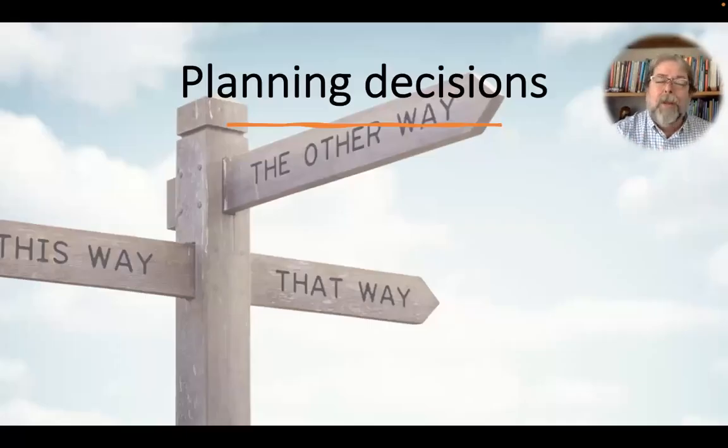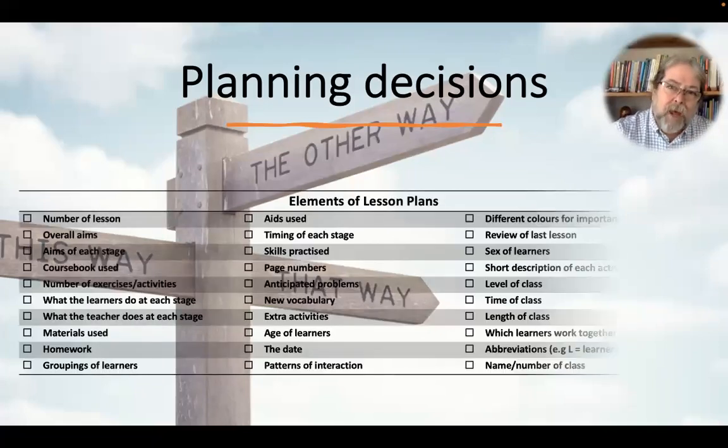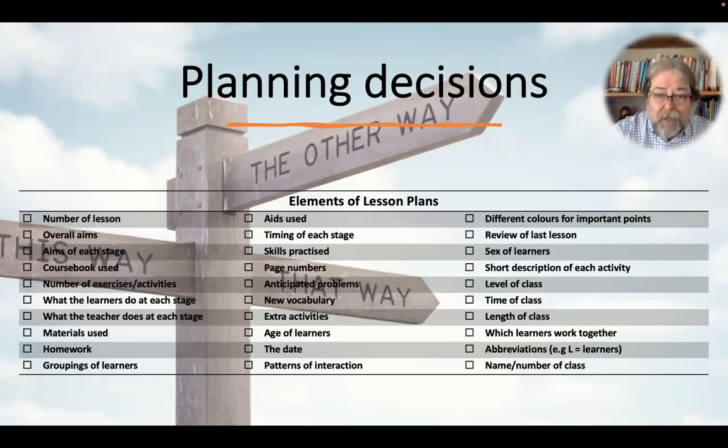So, what planning decisions do we make? What goes into a lesson plan? That is a complex question. Because as the sign there says, this way, that way, the other way, there are many ways of putting together a lesson plan. We're going to use one particular template that we're going to discuss in class the next time that we meet. But for the time being, look at all the things that people say should be put into a lesson plan. Now, if we were to put all these things, we would be just completing an administrative document, and that is not the idea.